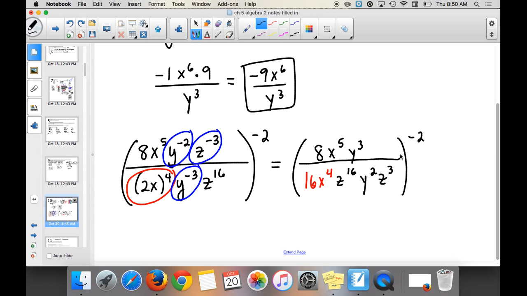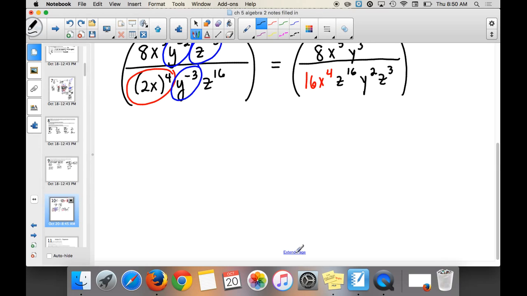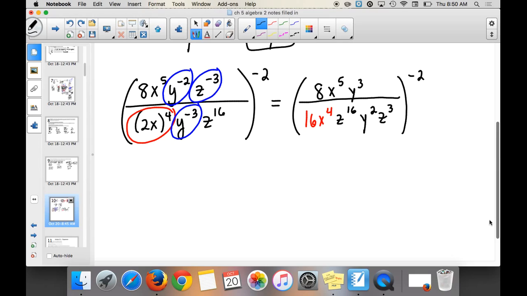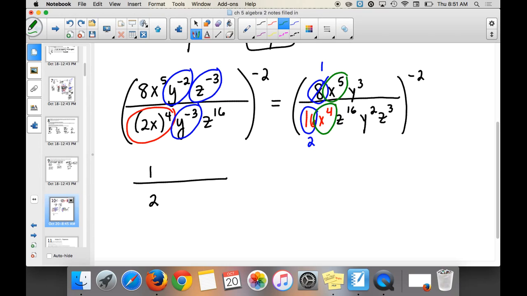Yep, so we're going to try to simplify on the inside. So when I simplify, Eric's saying let's take care of the 8 and the 16 and reduce that down, because we don't want to raise things to the 2 and then reduce, right? We would much rather reduce first. Okay, so I'm going to have a 1 and a 2. And then I'm going to deal with my x's. So I have x to the 5th. I have an x to the 4th on the bottom. Yep, so an x on top.